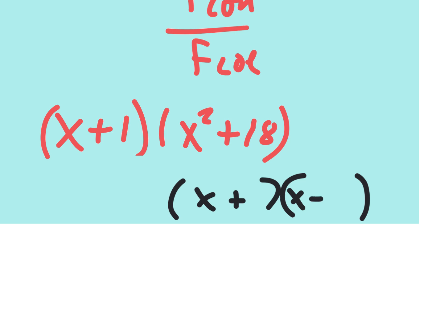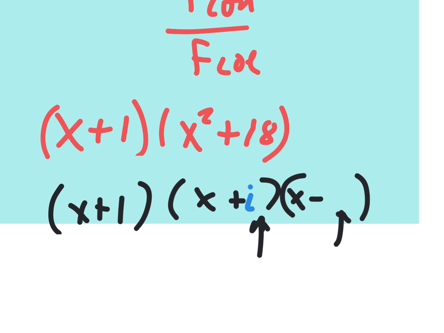Can anybody tell me what to do? What would go here and here? Come on, you can do this. Say it louder. I root 18, yes. You'd usually take the square root of this, right? So still take the square root of it. Square root of 18. And then I've got my roots. It's i root 18 and negative i root 18.